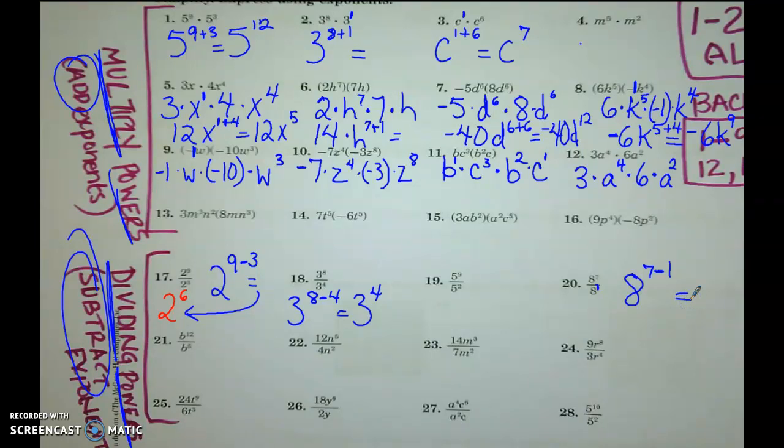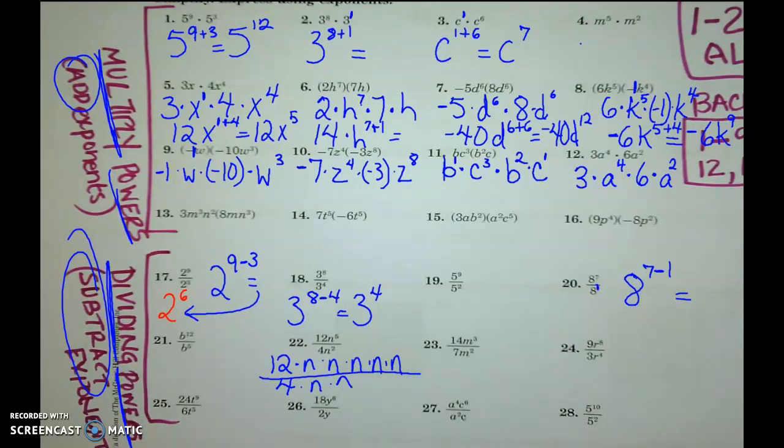Okay, number 21, go ahead and work that one out on your own. Number 22, let's look at it. So we have 12 times n to the 5th divided by 4 times n to the 2nd. So if I expand this out, I have 12 times n times n times n times n times n, all over 4 times n times n.